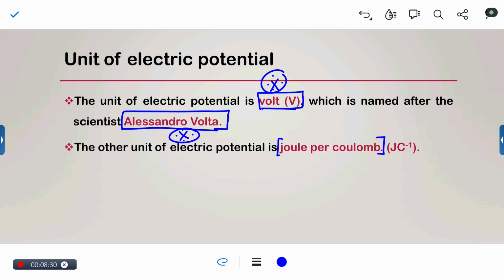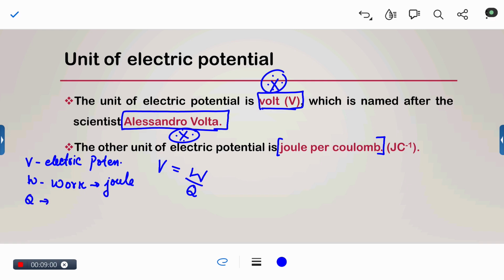How do we get this? From the formula alone. What is the formula to calculate electric potential? V is equal to W by Q, where V is called electric potential, W is called work, and the unit of work is joule, and Q is called charge, and the unit of charge is coulomb.